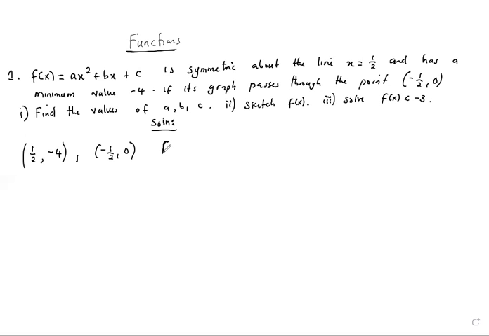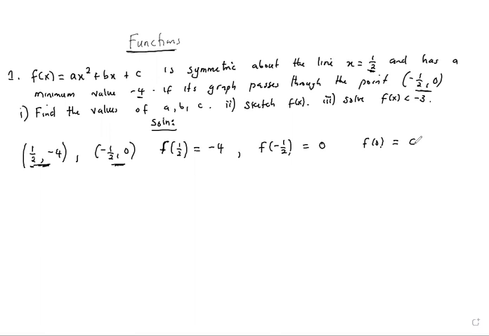So if in f we take half, we should be able to get -4. That's the meaning of this. Again, if in f we take -half, we should be able to get 0. That's the meaning of the point. The point x is symmetric about that, and the minimum value gives us a full point again. We also know that in the function f of x, if you take 0, we should get the constant c. That's the y-axis.